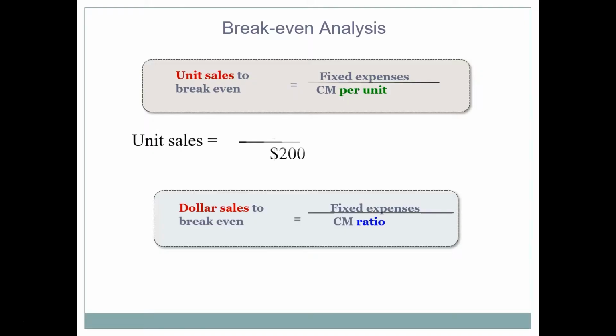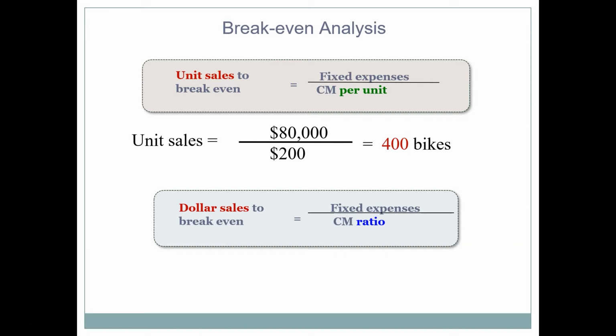In other words, the number of units I must sell to have enough sales revenue to pay all my fixed expenses. And respectively, in terms of dollars, how many sales I must generate to earn enough revenue to cover all my expenses. The formulas are pretty similar. The first one, for unit sales to break even, is fixed expenses divided by the contribution margin per unit. So to remember, think units to units.